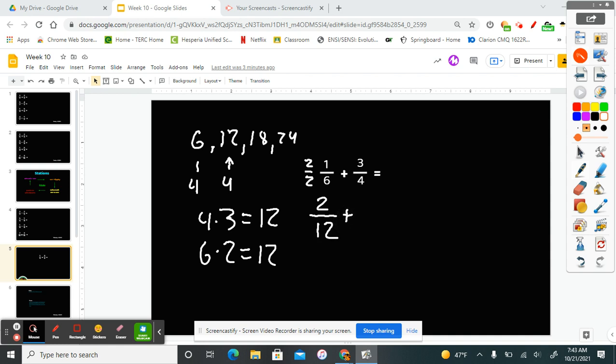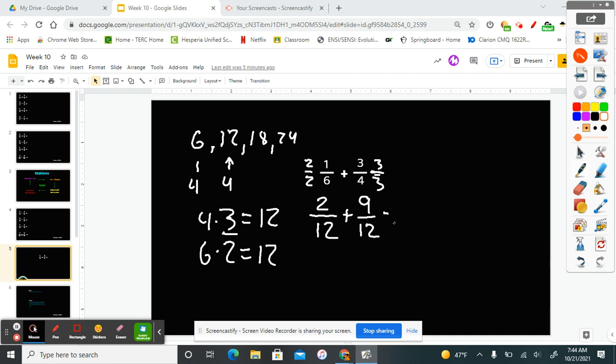And then we're going to multiply 3/4 times 3, because 4 times 3 equals 12. All right, so we're going to multiply this by a special 1, 3/3. 3 times 3 is 9, and 4 times 3 is 12.